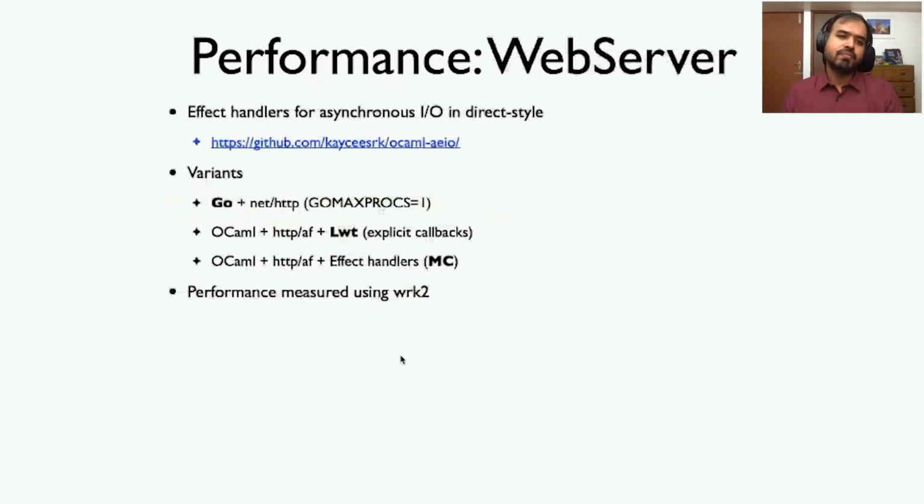Okay, so the last benchmark that I want to show you is a full-fledged web server. We extended the lightweight threading example that I had shown earlier with support for asynchronous I/O. We compare 3 versions. One is Go using the net/http library with GOMAXPROCS set to 1. Setting GOMAXPROCS to 1 ensures that Go runs on one of the cores. We have 2 versions of the OCaml web server. One is the LWT based one, HTTP/AF, and the other one is the Multicore one, which we call MC, which uses effect handlers but also uses HTTP/AF for HTTP. And all of the numbers were obtained using Wrk2.